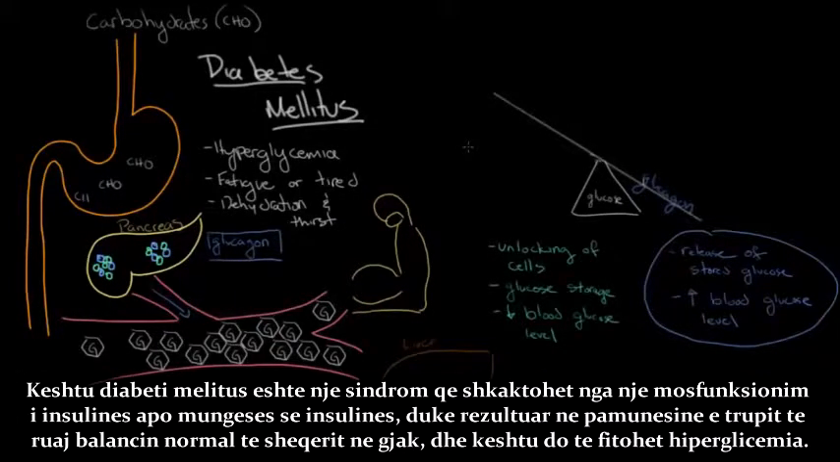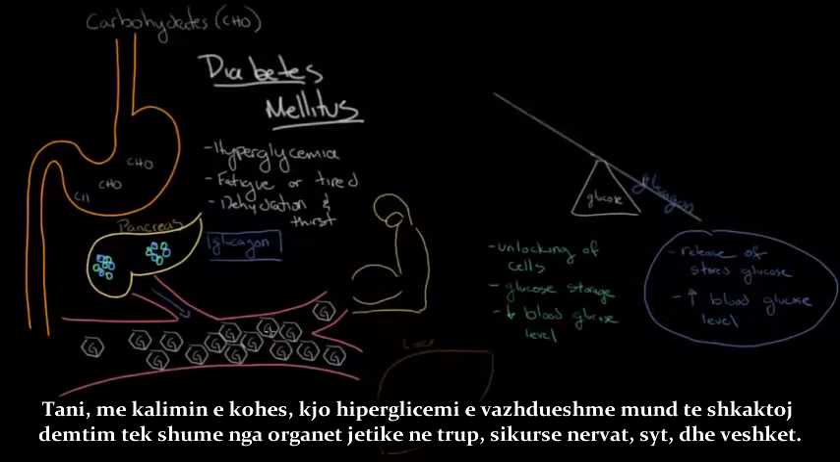So diabetes mellitus is a syndrome that's caused by dysfunctional insulin or a lack of insulin, resulting in an inability of the body to maintain its normal blood sugar balance. And you get this hyperglycemia here. Then over time, this persistent hyperglycemia can cause damage to many vital organs in the body, such as the nerves, eyes, and kidneys.